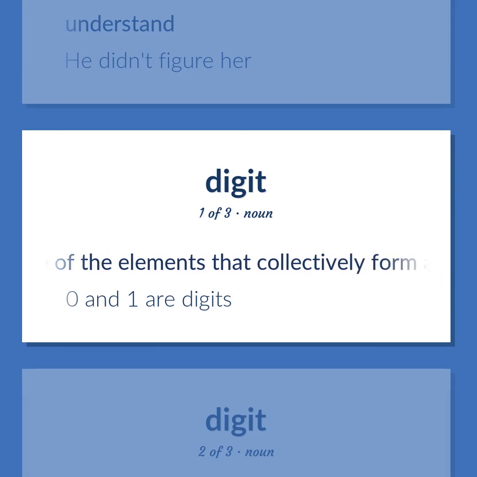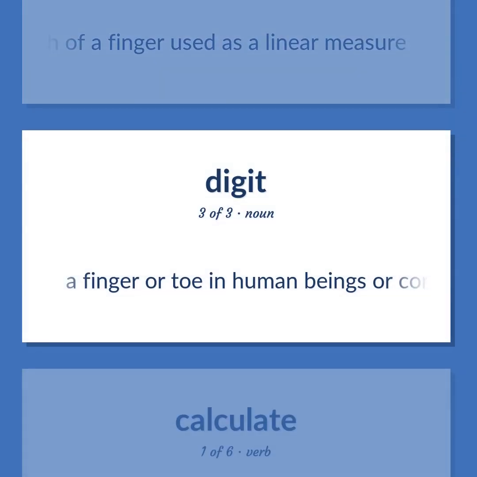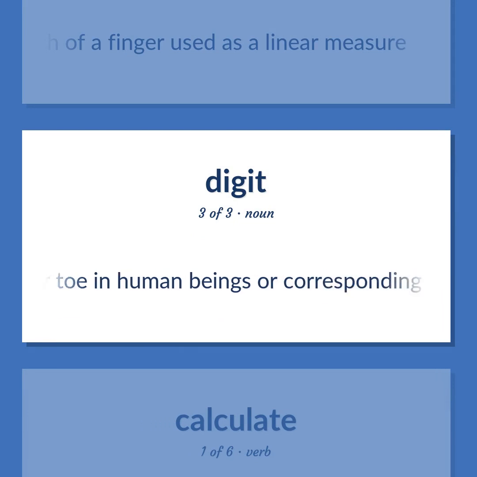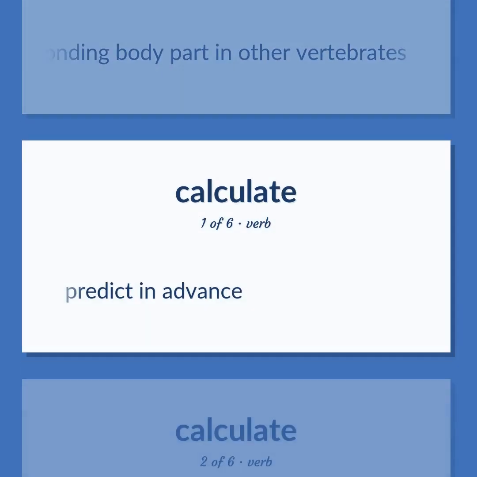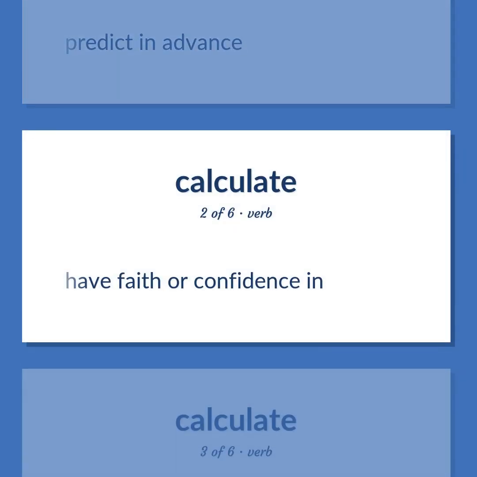One of the elements that collectively form a system of numeration. 0 and 1 are digits. The length or breadth of a finger used as a linear measure. A finger or toe in human beings or corresponding body part in other vertebrates. Predict in advance. Have faith or confidence in.